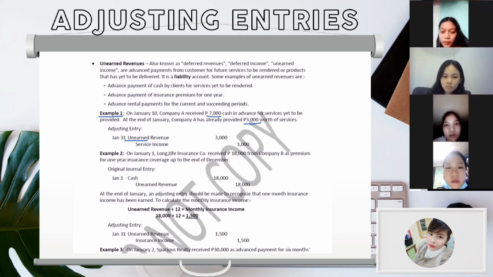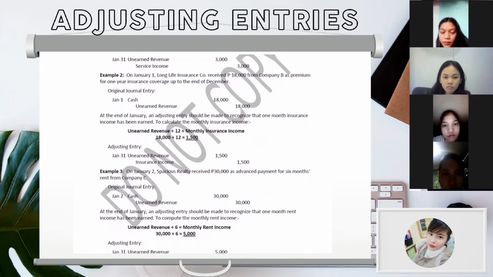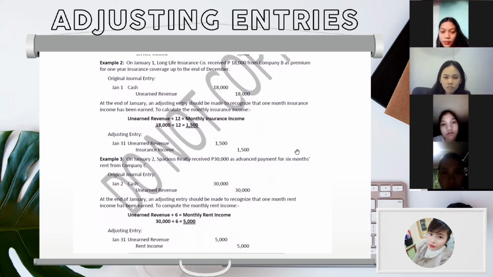Ayan. On January 1, Long Life Insurance Company received 18,000 from Company B as premium for 1-year insurance coverage up to the end of December. Ayan, 18,000 daw. Kaya lang, kagaya ng sinabi ko kanina, diba? Wait lang. Nag-close tayo ng January 31, right? So, kung 18,000 yan, class, magkano per month yung insurance natin? 1,500 po. Okay, very good, 1,500.